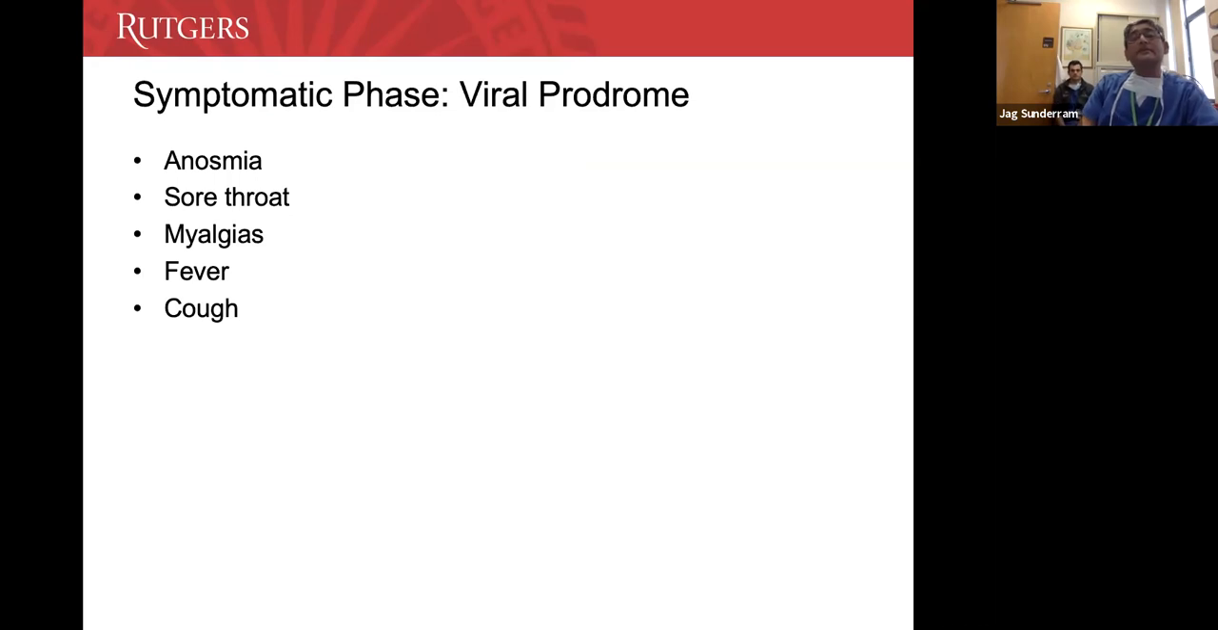Then comes the symptomatic phase, where you have the viral prodrome, and the classical symptom, as we've been told, is anosmia, which indicates that there may be some neural transmission of the virus through the nasal cavity, along with symptoms of sore throat, myalgias, fever, and cough, which is like a classical viral prodrome.